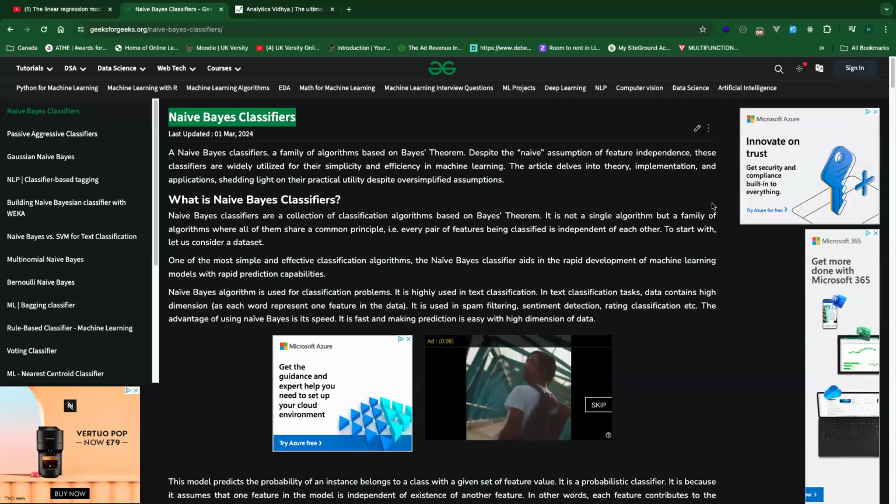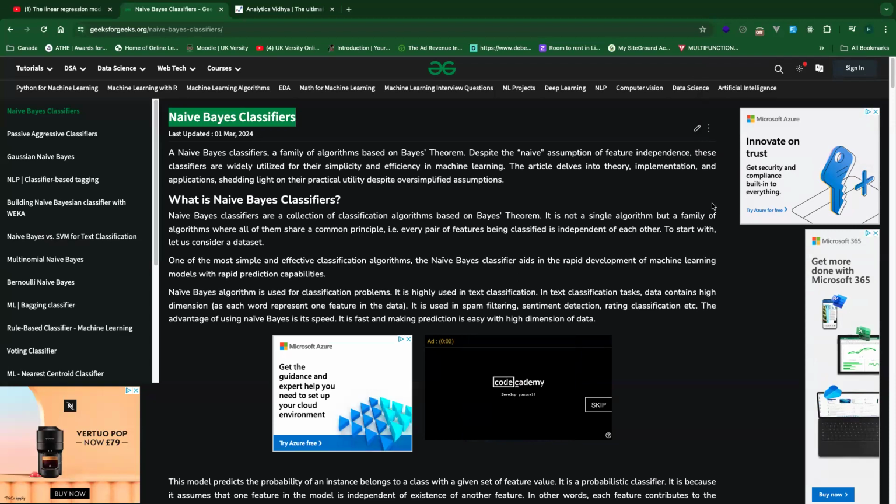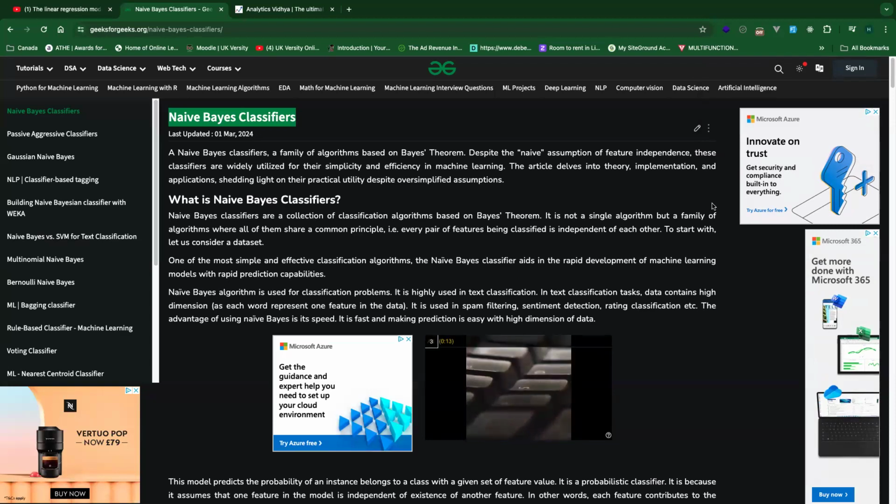These classifiers are widely utilized for their simplicity and efficiency in machine learning. The article delves into implementation and application, shedding light on their practical uses.